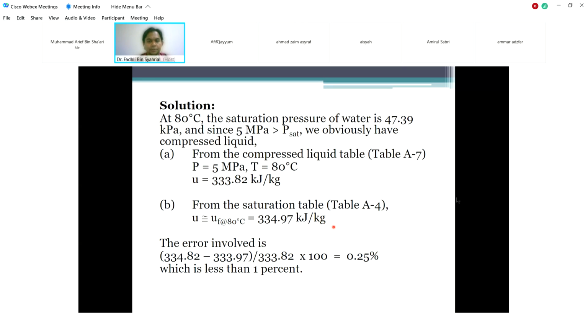For the second method, we can look at table A7. Go for A7 in your table booklet. Table A7, the title is compressed liquid water, right? So in table A7, they have 1, 2, 3, 4, 5, 6 small columns. Only 6 small columns. Each column has its own set of values.